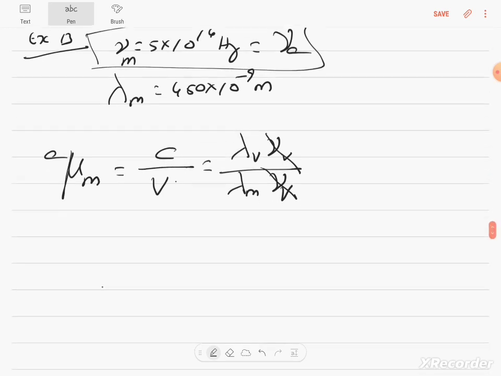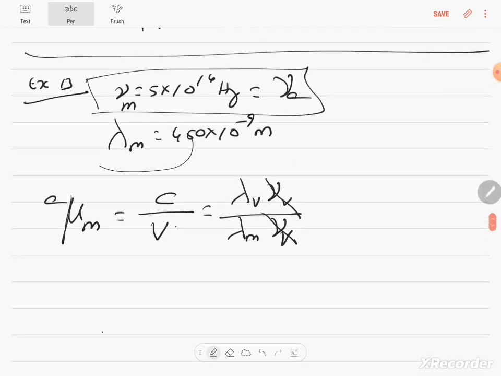Okay, so then therefore, what do you have? The wavelength in medium is already given, and they have given the frequency in air. Frequency in medium is nothing but frequency in air. With that you can find the wavelength in air, because you want wavelength in vacuum, which is nothing but wavelength in air. You should remember this formula.